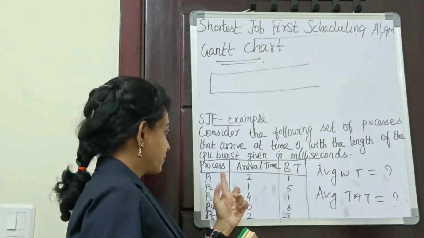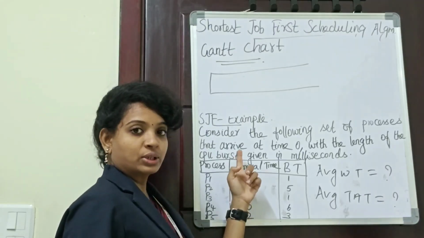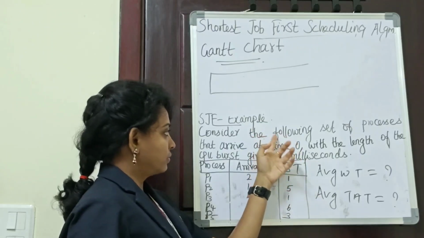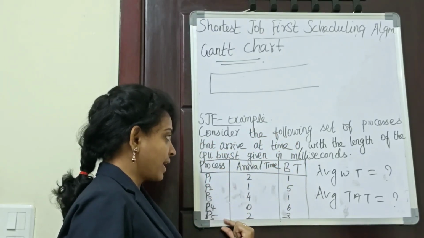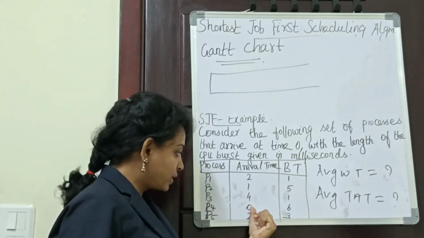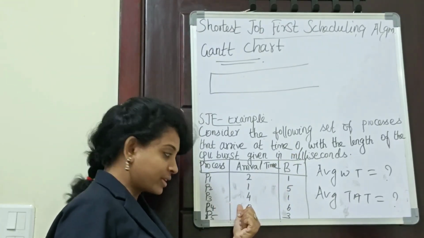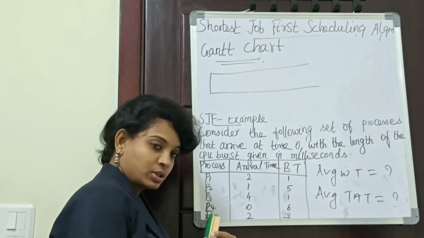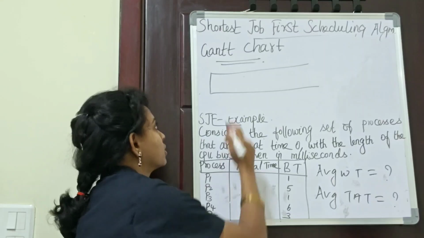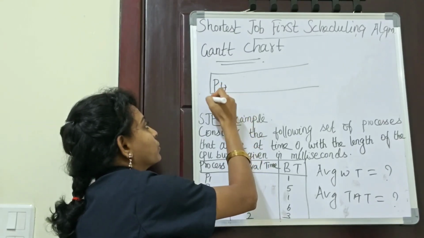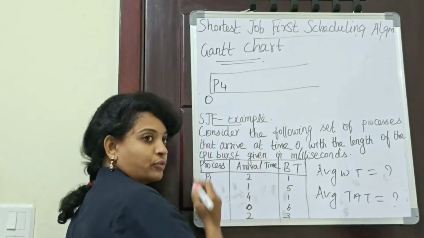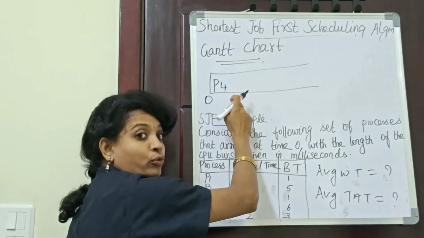Okay, so the question says the arrival time is 0. We have the process that arrives at time 0. Which process arrives at time 0? The P4 process. At the time of arrival, the P4 process will be executed first. So you have to write here P4.